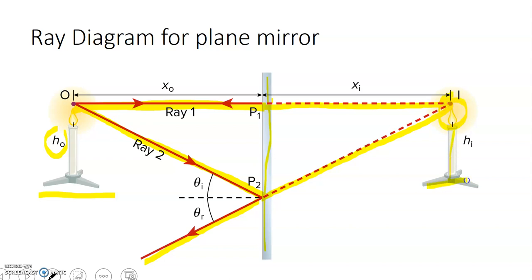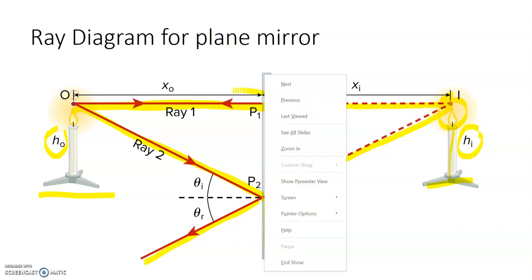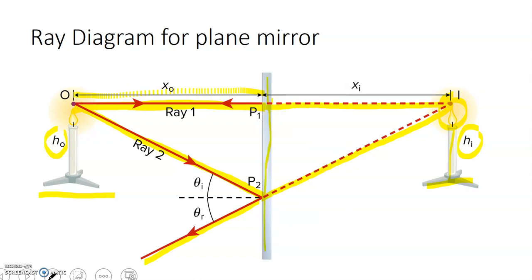So that you can draw the extended part. Height of the image is hi. The distance from the plane mirror to the point O of the object is xo, and the distance from the plane mirror to the image is xi. So this is a ray diagram. This is how you should draw the ray diagram for plane mirrors.